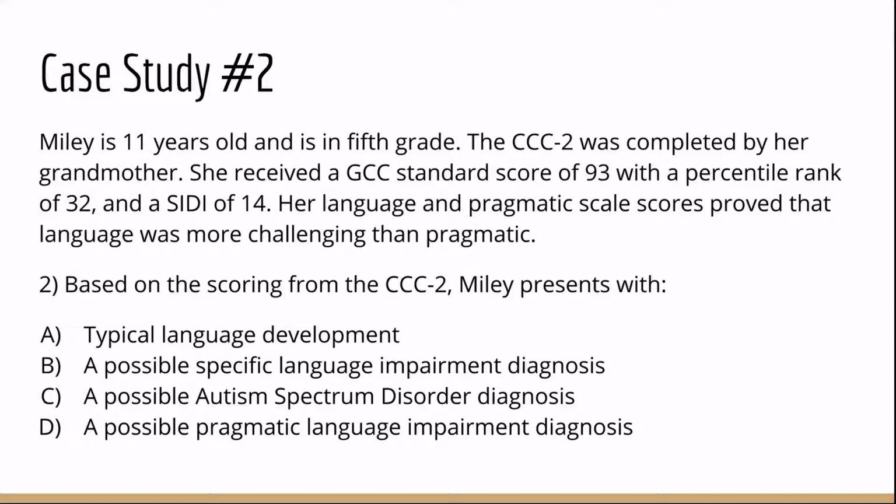Question number 2. Based on the scoring from the CCC-2, Miley presents with A. Typical language development, B. A possible specific language impairment diagnosis, C. A possible autism spectrum disorder diagnosis, or D. A possible pragmatic language impairment diagnosis.